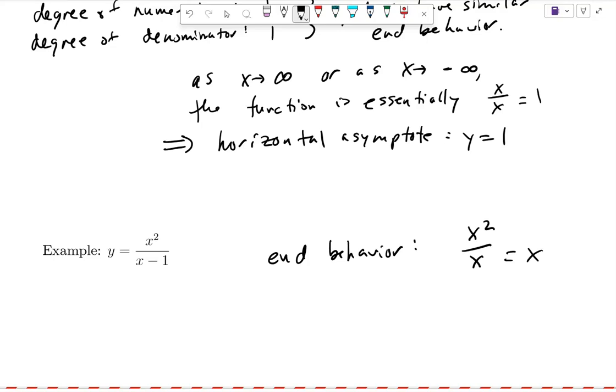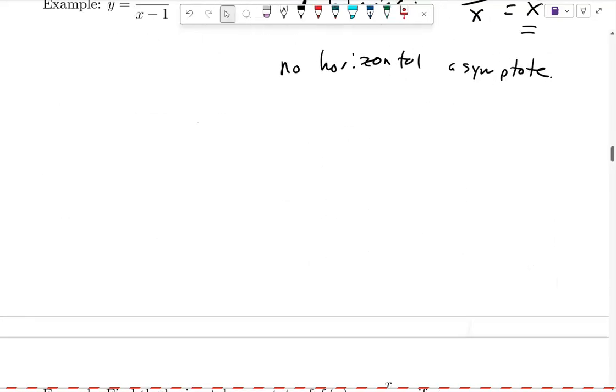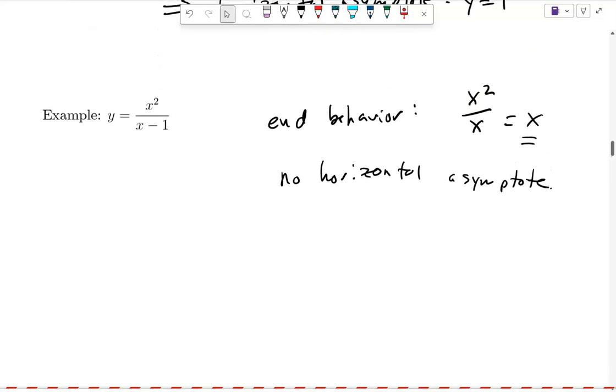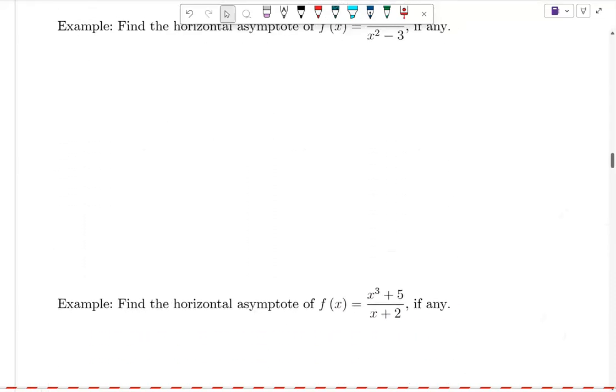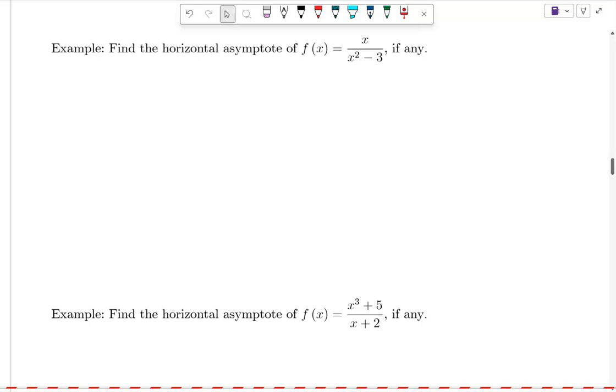What's the graph of y equals x look like? Diagonal. Is that horizontal? Not a trick question. No. That's not horizontal. So in this case, this tells us that there is no horizontal asymptote. So again, the idea here is that we're looking at the end behavior and seeing what happens. All right, let's look at the next two, and then we'll talk more about this on Wednesday.